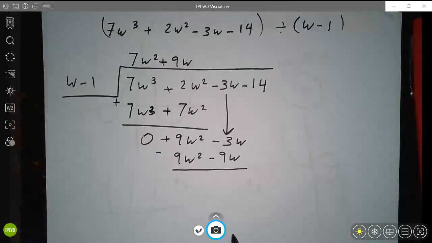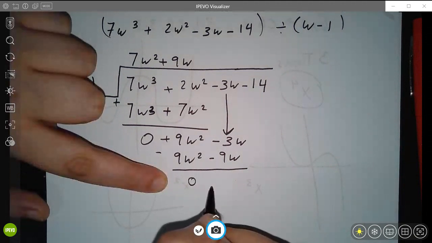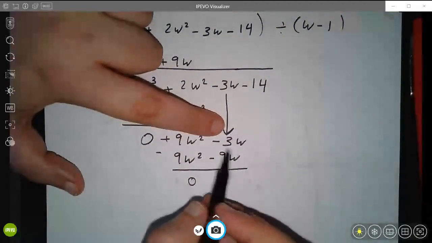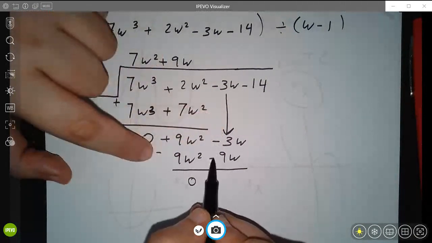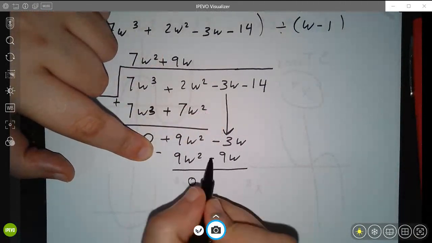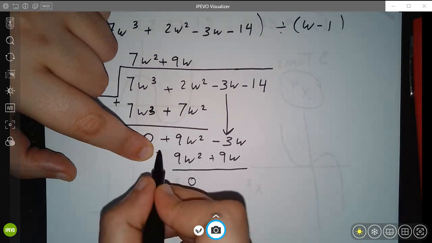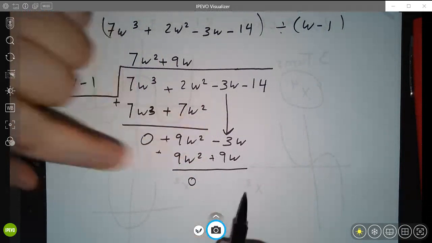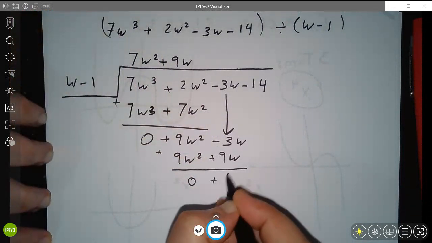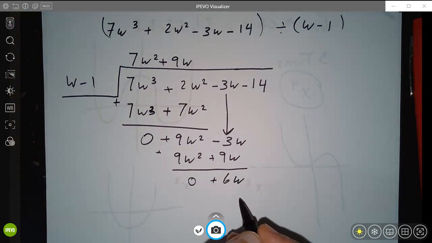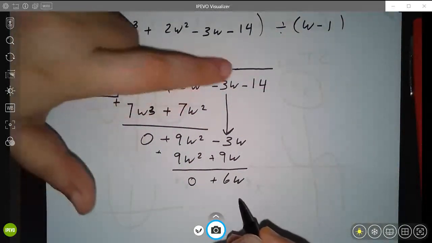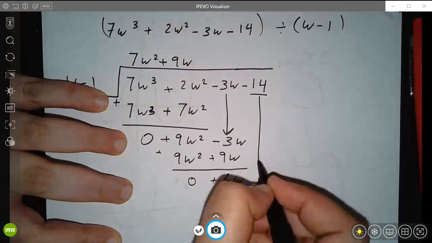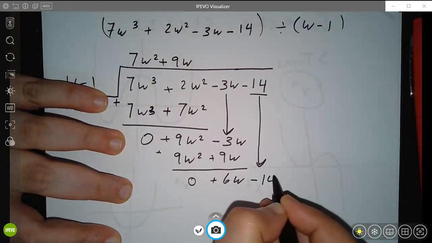Subtract. So these two subtracted gives you 0. And over here, subtraction of a negative from a negative, these two are going to turn positive. So this is going to turn positive, that's going to turn positive, but that remains a negative. So a positive 9 and a negative 3 gives you a positive 6. This is 6w. Now, I have one last term, so I'm going to bring that all the way down. Minus 14.